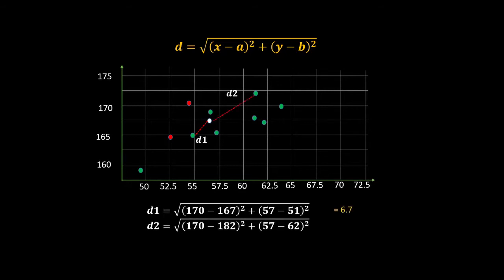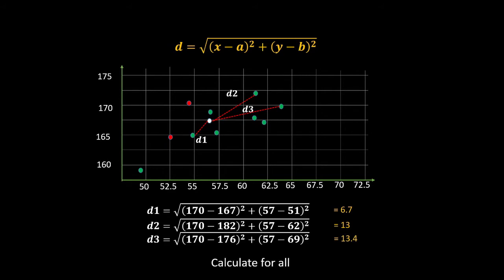Then I could do the next one. I've got D2, I'm comparing that. This gives me 13. And again, I've got D3, and I think you can see where this is going, right? We just continue to calculate for all of them.